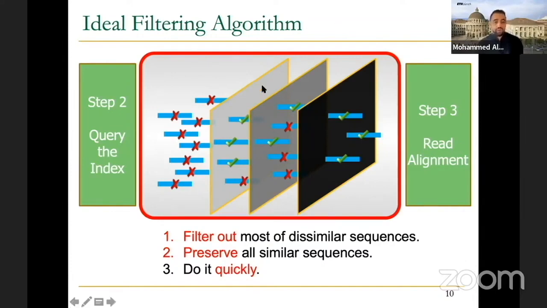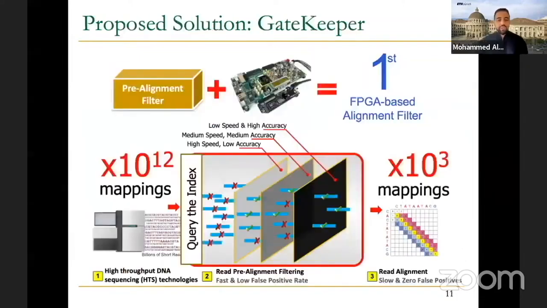Remember, the filter here is an additional step we added to the pipeline so that we can accelerate sequence alignment. You can still ignore the filter and use sequence alignment directly, but that's going to take a lot of time, right? Okay, this is a general overview about GateKeeper.